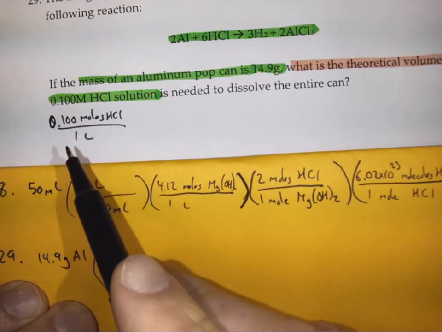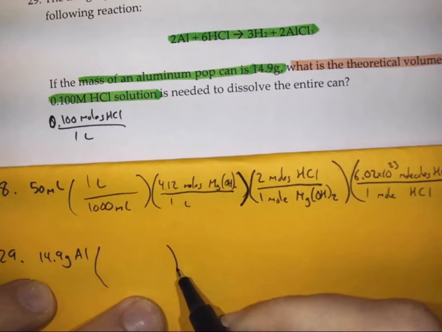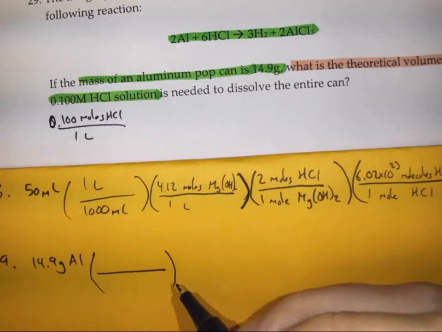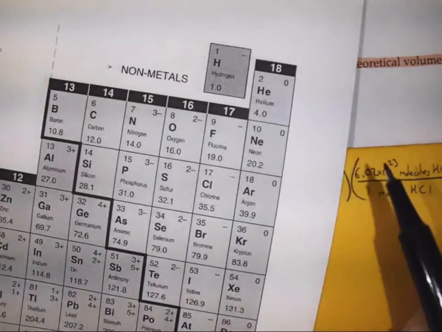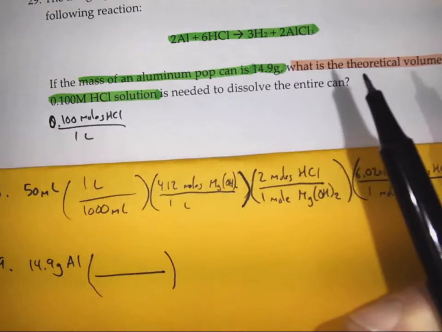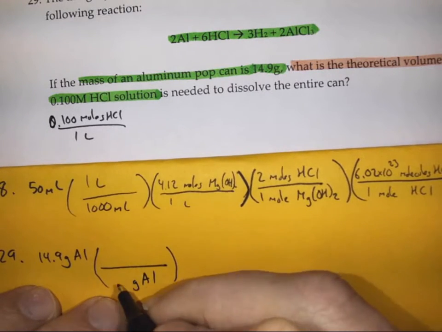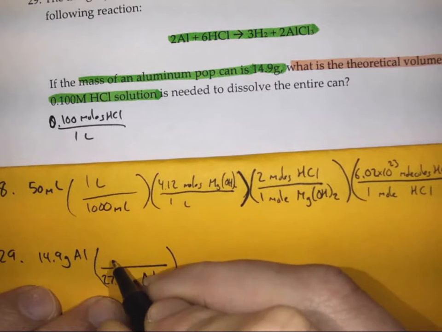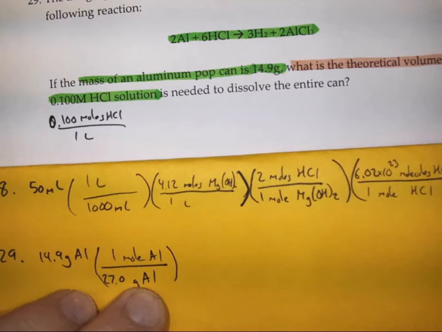All right, let's do this. So what do we got? 14.9 grams of aluminum. All right, so to convert that into moles, we're going to need the molar mass of aluminum, which we saw in an earlier question, is 27.0 grams for every mole. So I want my grams of aluminum down here to cancel, so that's 27.0 grams for every 1 mole of aluminum. Okay, and that's moles of aluminum now.